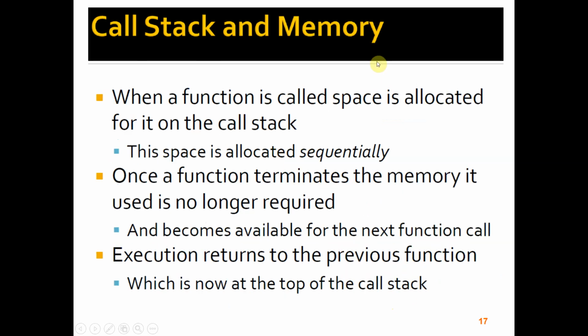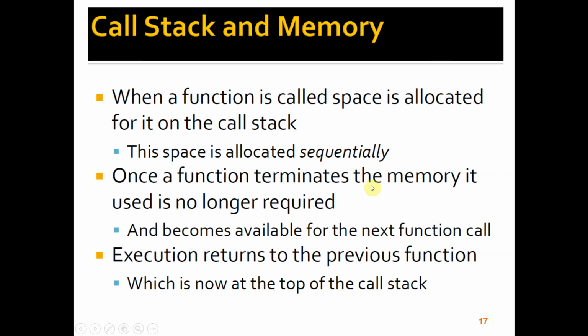When a function is called, space is allocated for it on the top of the call stack. This space is allocated sequentially, meaning it's going to be in contiguous memory locations. So first function, then the second function, then the third one, then the fourth one, and so on.